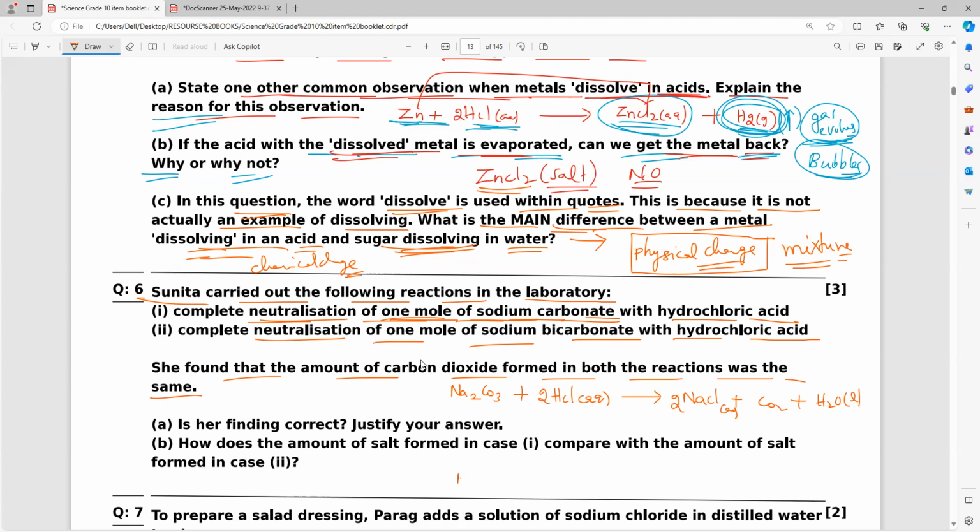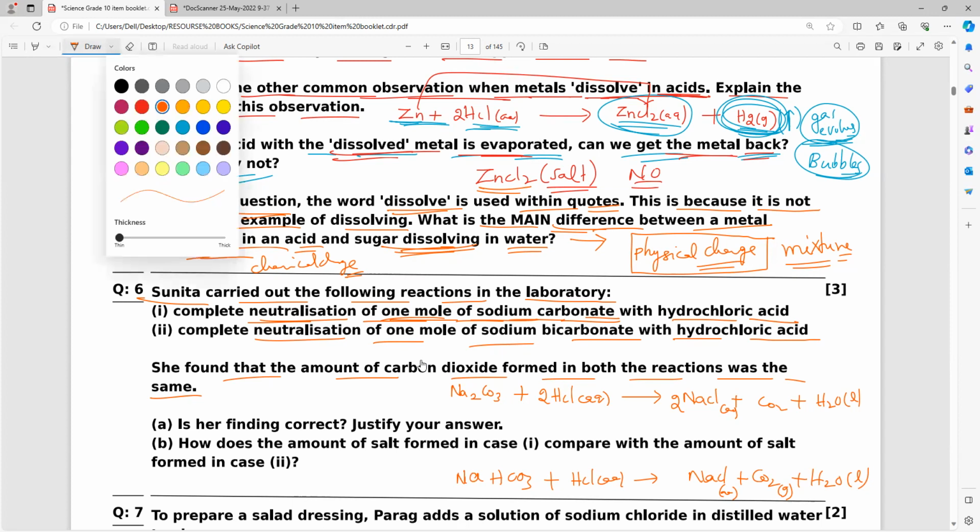Next, same way, sodium hydrogen carbonate, NaHCO3, reacting with the HCl, you will get NaCl plus CO2 plus H2O. I think this equation is already balanced. Am I right, Hari? All of you, verify it, everyone. Correct, sir. Unless you write the equation, you cannot be sure.